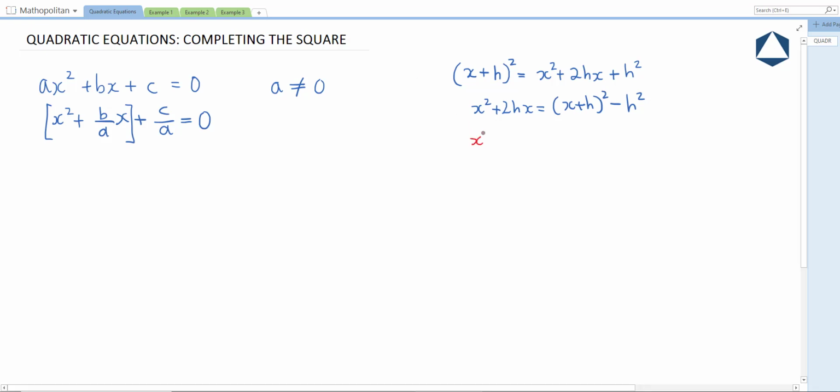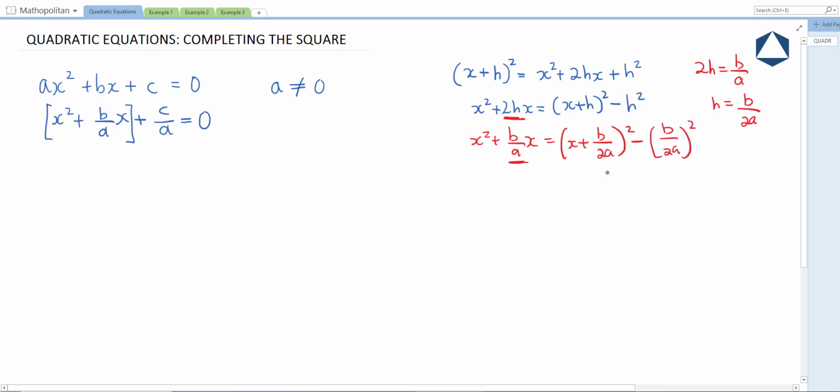So we'll have x squared plus b over a x. In this case, if 2h is equal to b over a, hence h is equal to b over 2a. We will substitute this h into the right hand side. So we'll have (x plus b over 2a) to the power of 2 minus (b over 2a) to the power of 2. And of course this will then be (x plus b over 2a) to the power of 2 minus b squared over 4a squared.